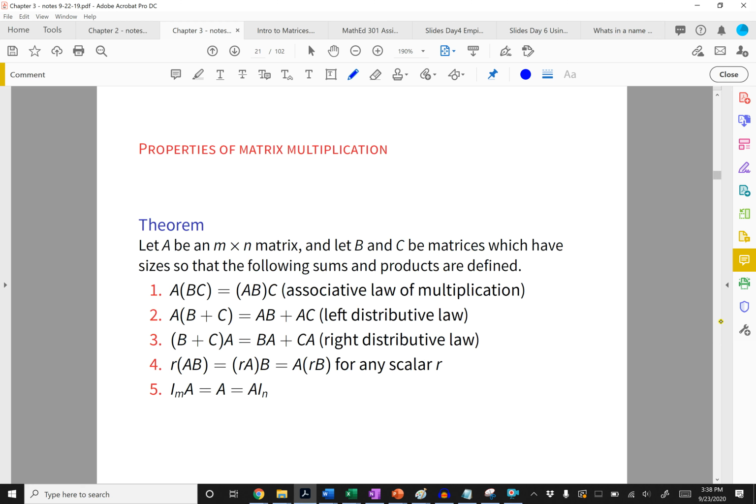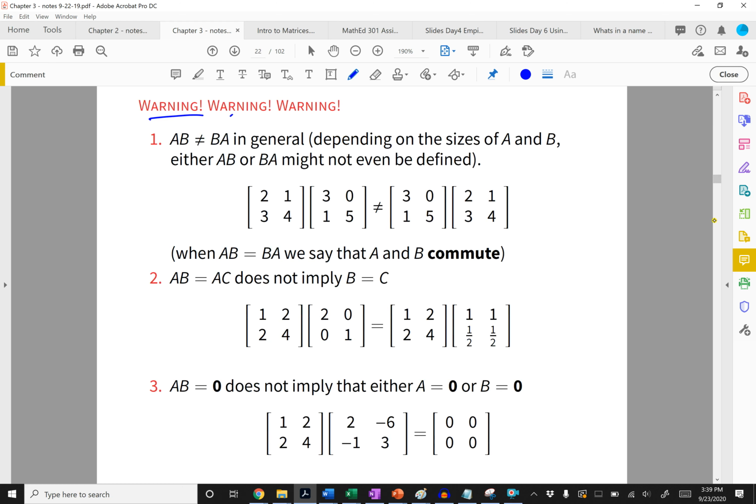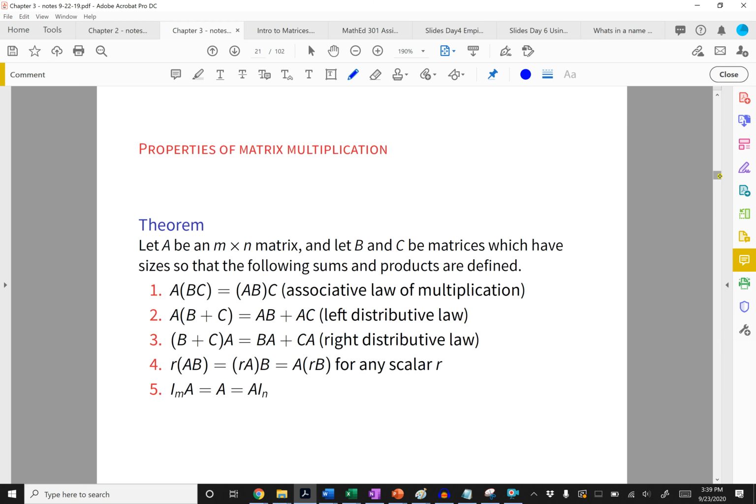Okay, properties of matrix multiplication. This is where you have to be a little bit more careful. Some things work like you would expect them to work, and others don't. We have a whole warning list coming up. See? Warning, warning, warning. Keep you from overgeneralizing. So the associative law of multiplication: if you're multiplying three matrices in a row, then it doesn't matter which order you multiply them in.